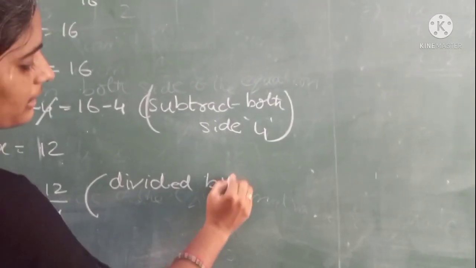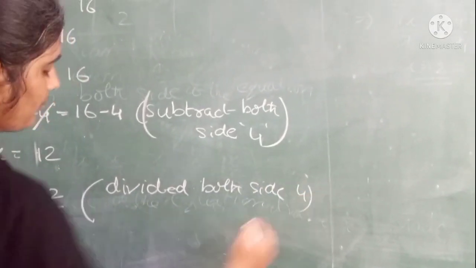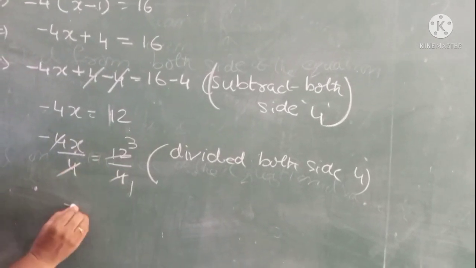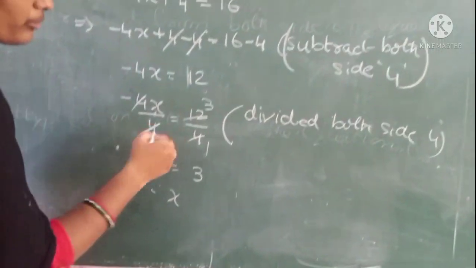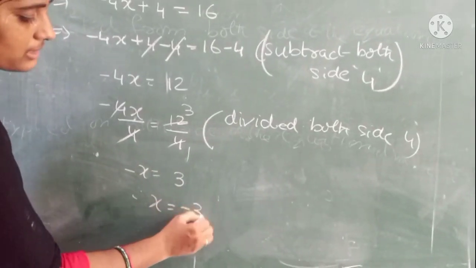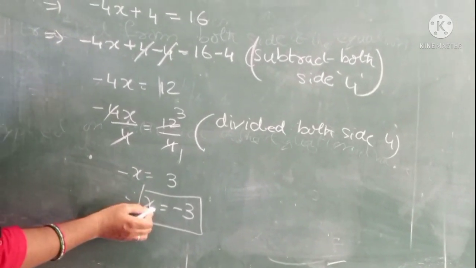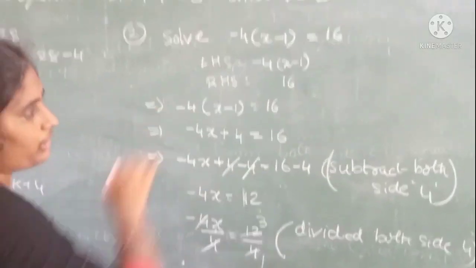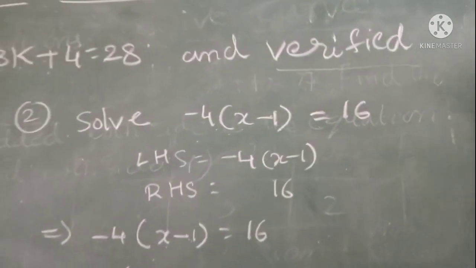Divided on both sides by 4, so remove the 4. 4 ones are 4, 4 threes are 12. Minus x equals 3, therefore x equals minus 3. This is the solution of the given simple equation. x equals minus 3 is the solution of the given simple equation. Let us verify.